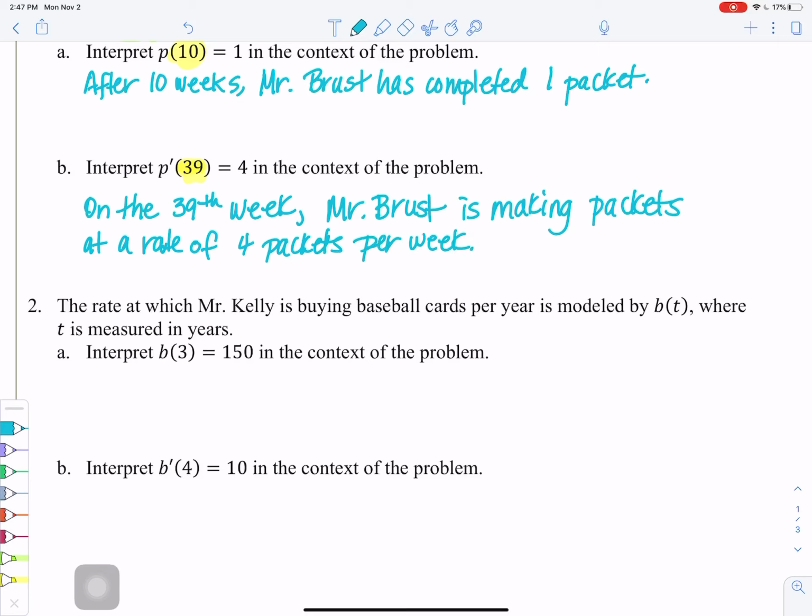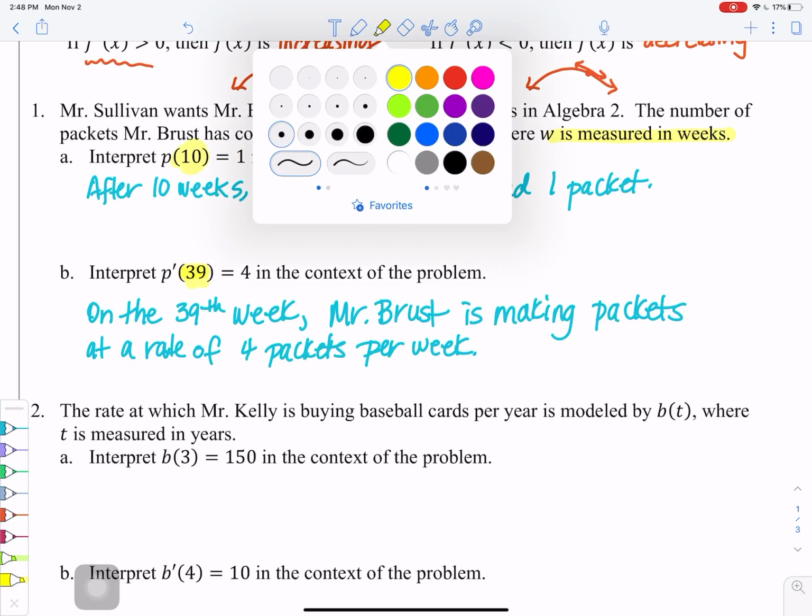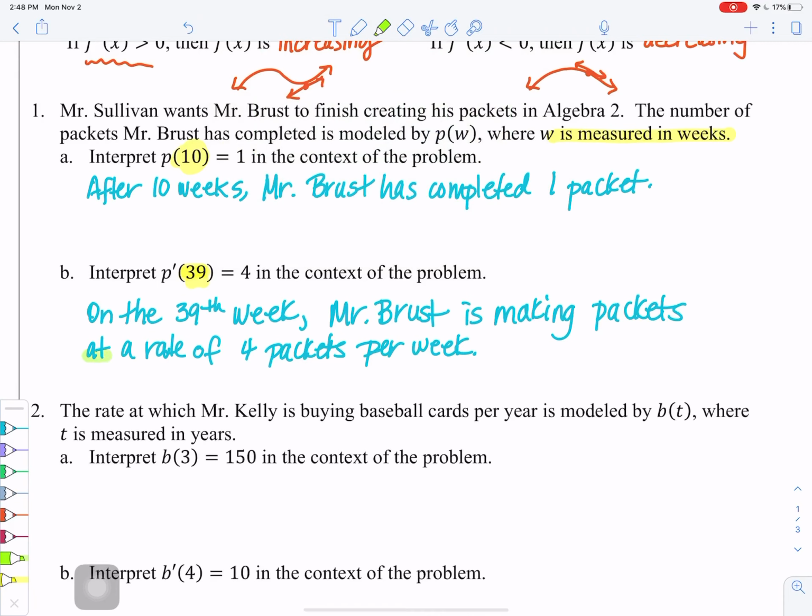So it's really, really important. And one of the most important things you can remember is this: at a rate of. You really want to use that at a rate of, okay? In fact, I'm going to highlight that in green, and that way you will know that that is so important. So at a rate of is talking about the derivative. Okay, when we take the derivative, we're finding a rate.